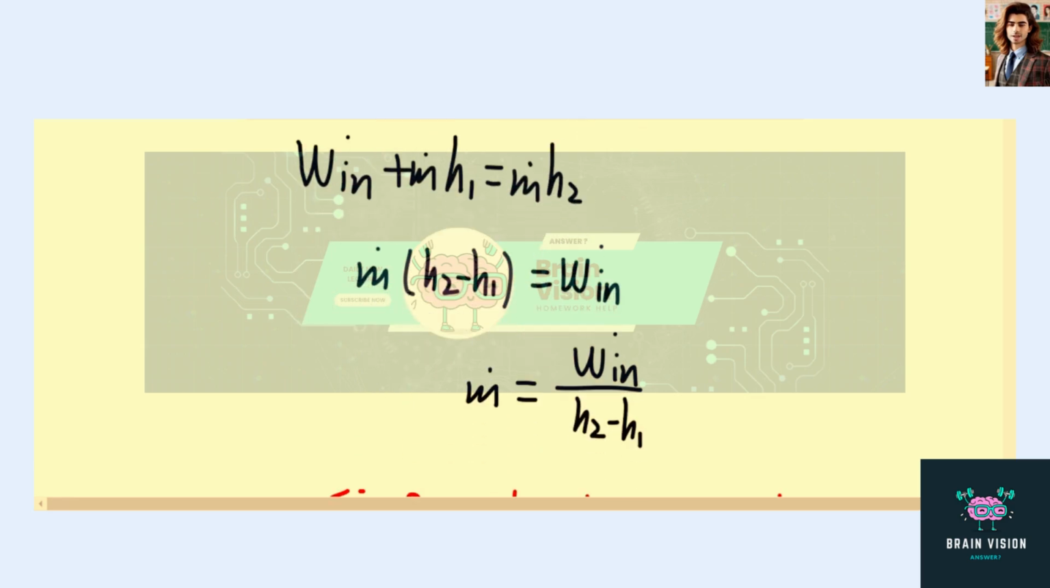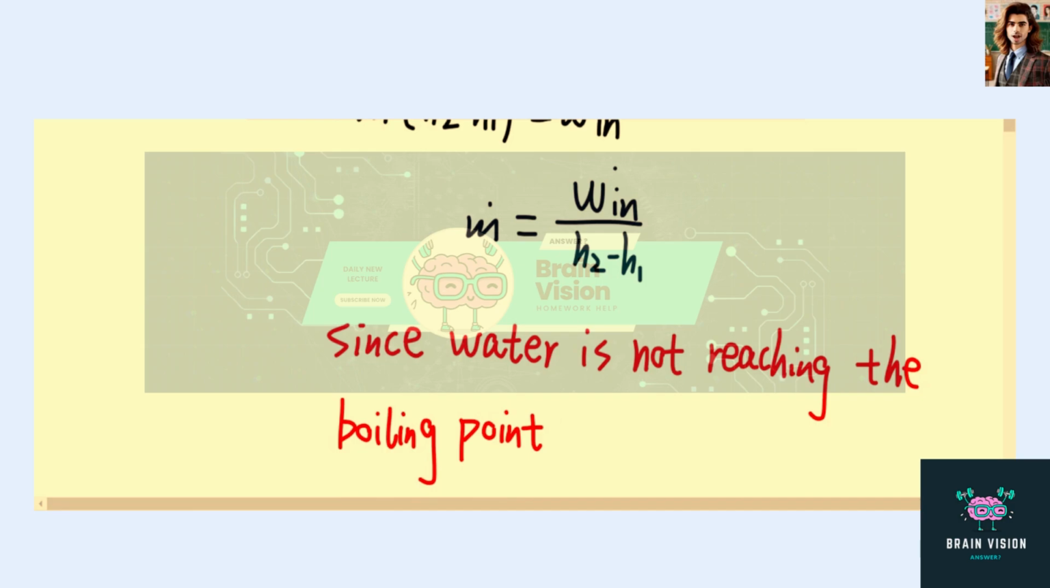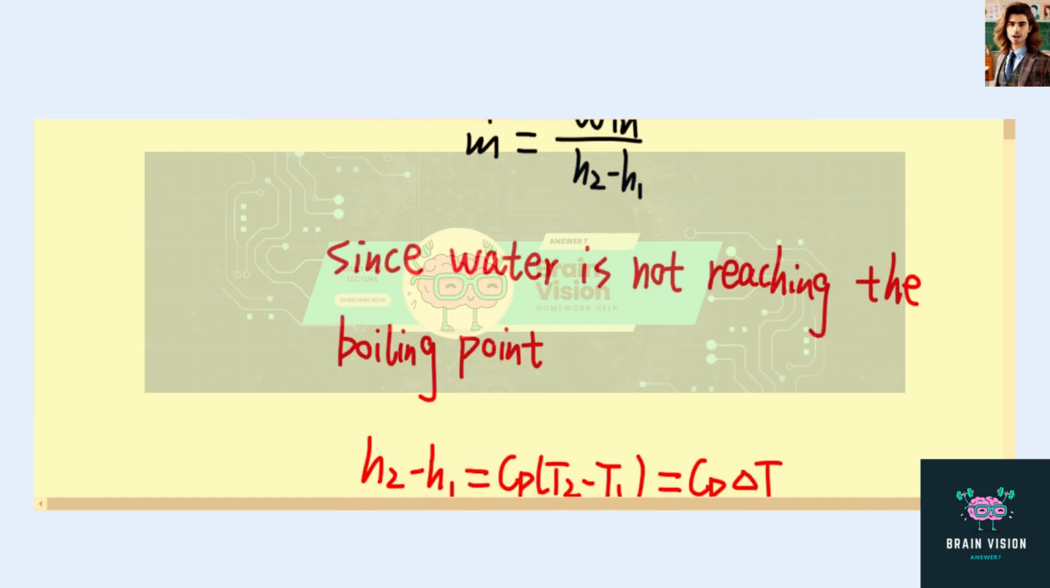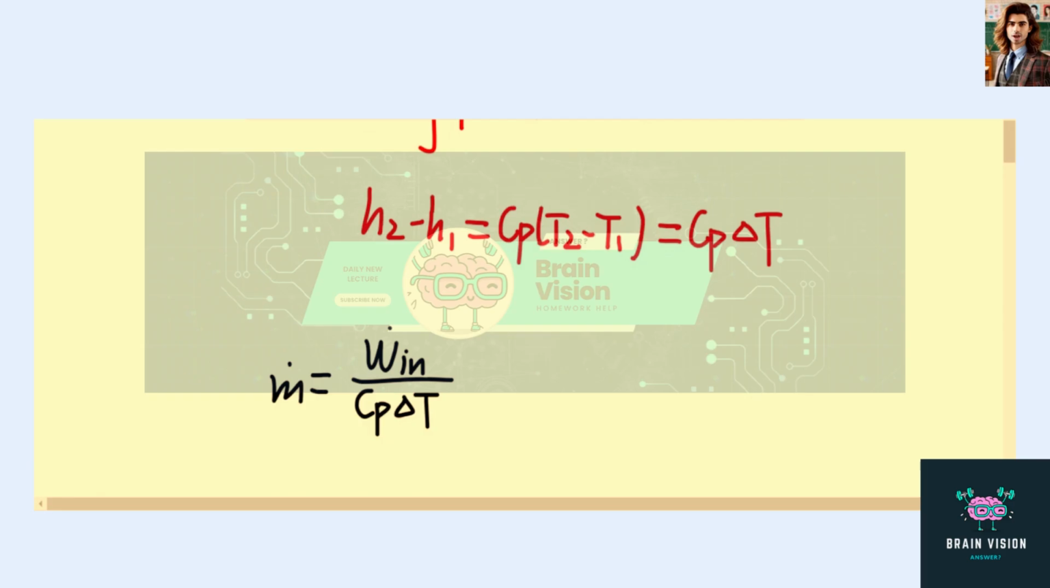So if we do some arrangement here, we have M dot is equal to W dot in over H2 minus H1. Since we know the water is not reaching a boiling point, because the water is always in a cool state, therefore we can apply the specific heat of the water at constant pressure. So we have H2 minus H1 is equal to Cp times T2 minus T1, which is equal to Cp times delta T, because T2 minus T1 is just the temperature difference or the changing temperature. So we use delta T to represent T2 minus T1. So eventually we have M dot is equal to W dot in over Cp delta T.